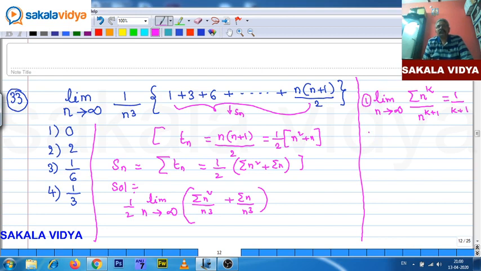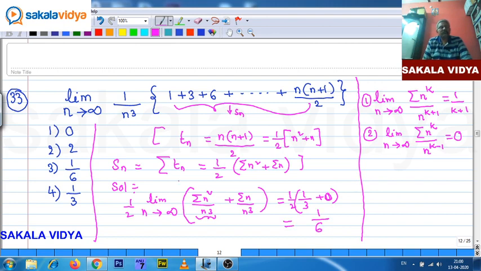Second shortcut you remember: limit n tends to infinity, if the numerator is n to the power of something less than k, like k minus 1, k minus 2, whatever it may be, the limit will be 0. So that means this becomes actually 1 by 3, half is already there, plus this becomes 0, this becomes 0. So the answer is 1 by 6. So, the third option is the right option.